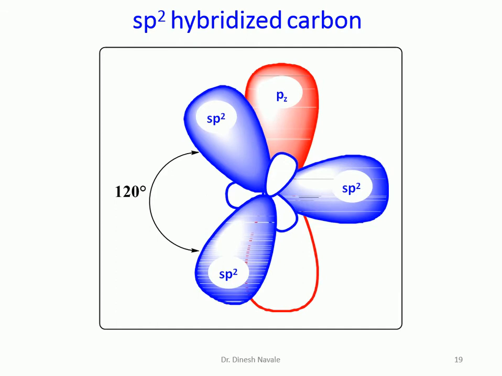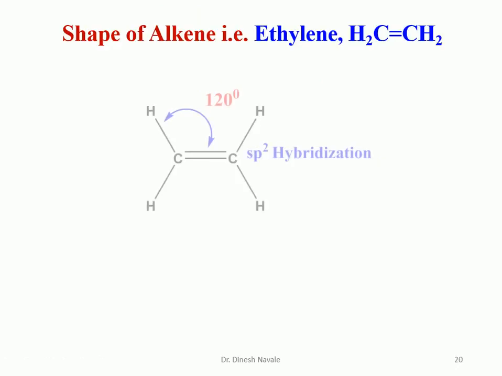So there are a total of 3 sp2 hybridized orbitals, 1, 2, 3. These 3, shown in blue color, are the hybridized orbitals, whereas the 2pz orbital remains unhybridized, which is shown in red color, and remains perpendicular to all the other 3 sp2 orbitals. The geometry will be trigonal planar and the bond angle will be 120 degrees. So, the shapes of the alkene.